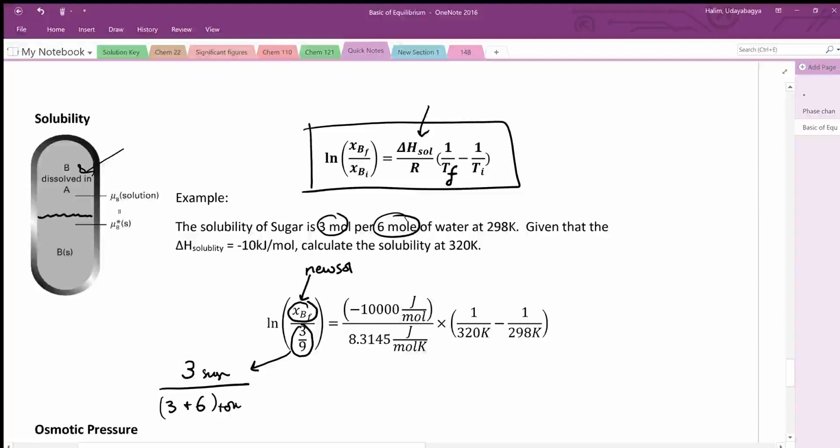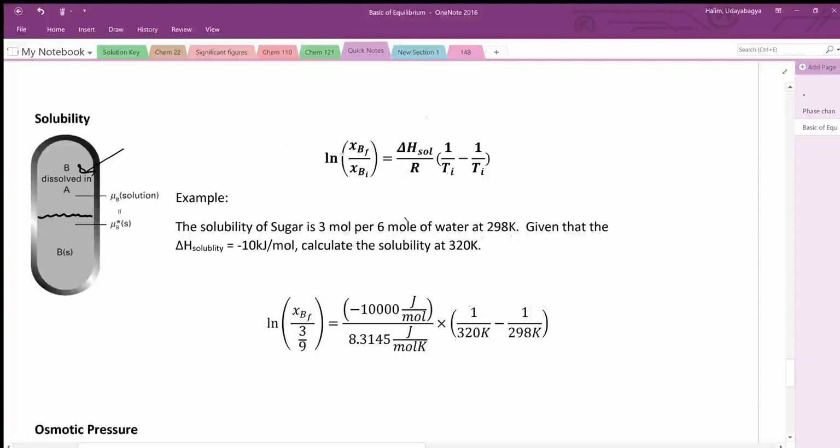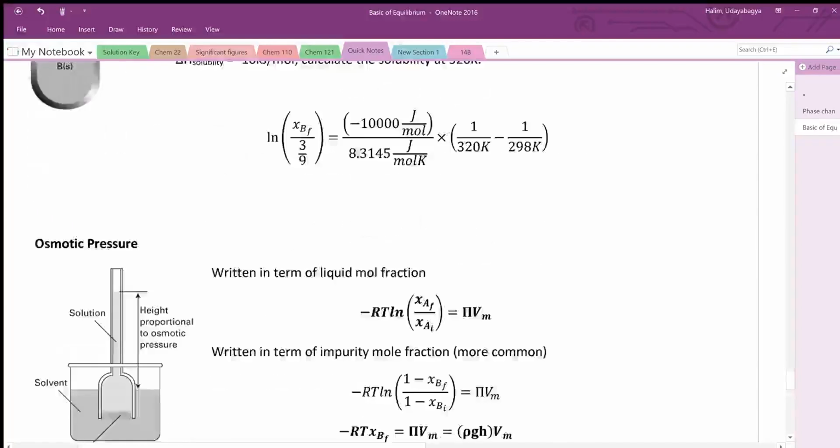And that's going to be equal to delta H divided by R, times 1 over T final, so I want to know the solubility at my final temperature of 320 Kelvin, minus 1 over the initial temperature. All right, now plug and check. You have to take the exponential to solve this whole thing, but a lot of it is plug and check. Oh, right, so this is T final. Sorry, make sure that you have the right number. So that's one. The next one is the osmotic pressure.